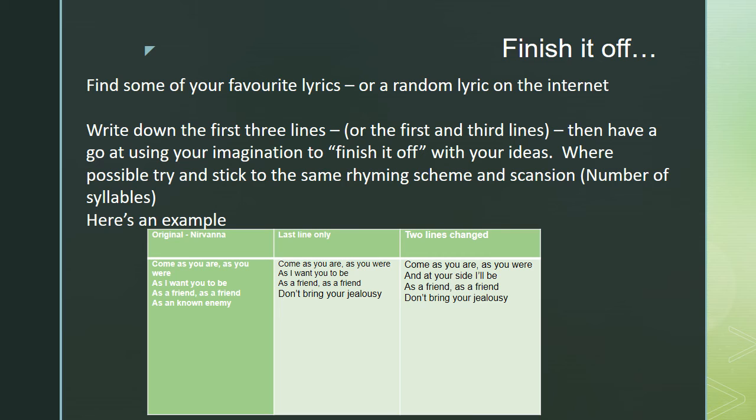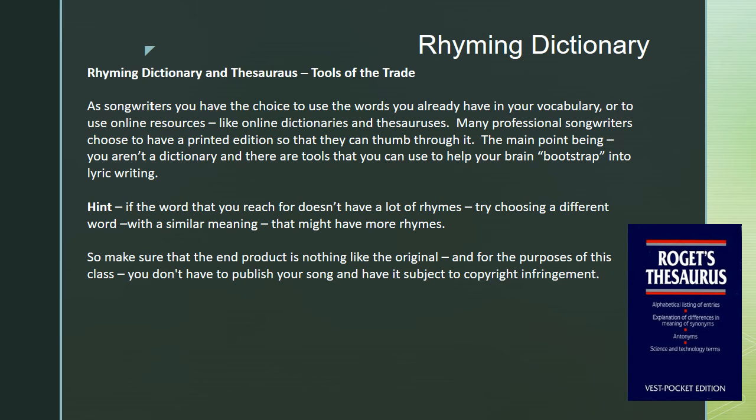So don't forget using a rhyming dictionary and/or a thesaurus. These are the tools of the trade of songwriters. It's kind of nice to have a good bank of vocabulary words that you can use for songs, but basically we're not all human dictionaries. And we have these tools at our disposal, and most professional songwriters choose to have a printed edition, although there's no harm in just accessing the online dictionaries or thesauruses for coming up with your word banks.